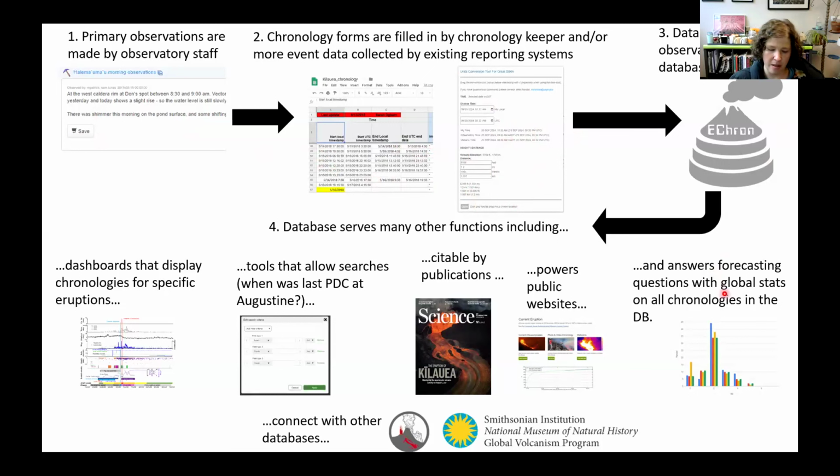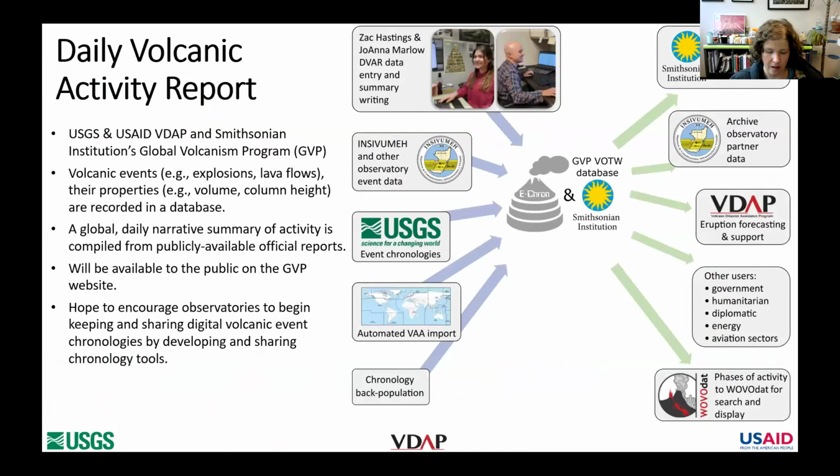That goes into the database, which powers a whole lot of different possibilities of dashboards for those observatories, search tools, as well as helping us answer some of these forecasting questions with global data. And just a final plug for the Daily Volcanic Activity Report. This is, like I said, a new project between VDAP and the Smithsonian's Global Volcanism Program, with the idea that we are using existing observatory reports to extract event data and to write a little narrative summary of that data.